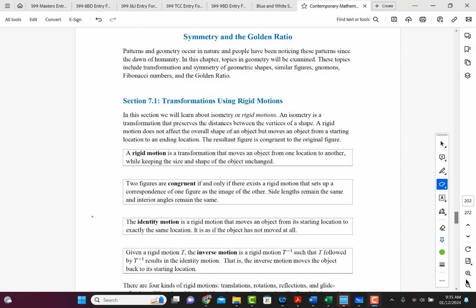Given a rigid motion T, the inverse motion is a rigid motion T inverse such that T followed by T inverse results in the identity motion. That is, the inverse motion moves the object back to its starting location. So T is a rigid motion that moves the object to an ending location that is different from the starting location. And let's say the inverse motion, T inverse, moves it back to where it started.